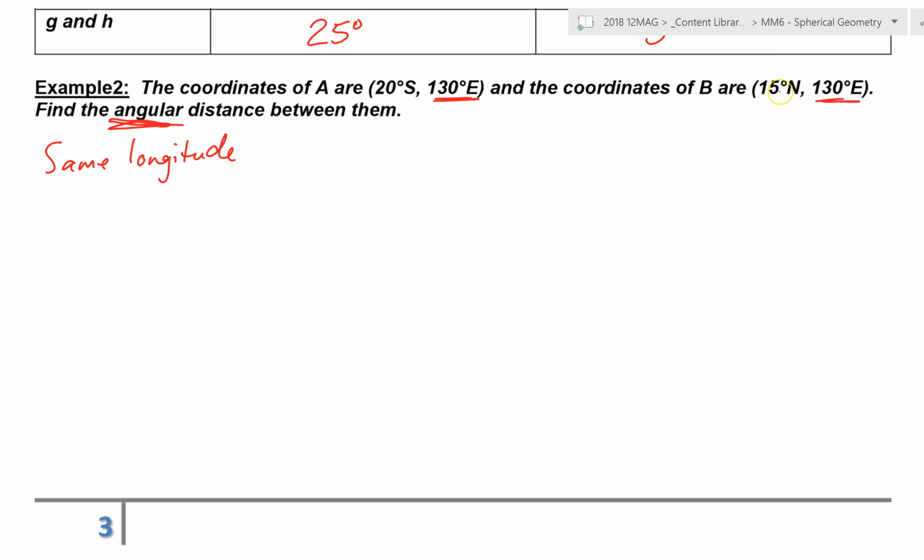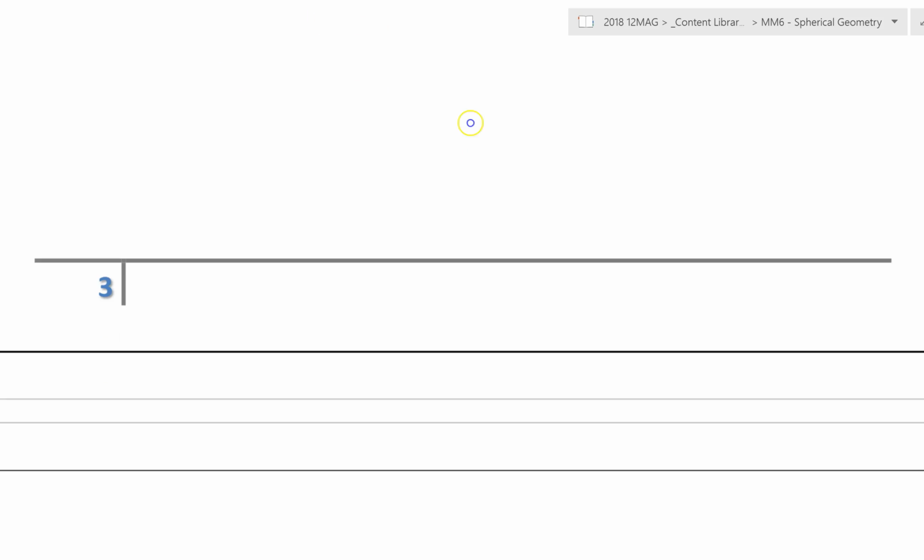So 20 degrees south, 15 north. They are different, so we add them. 20 plus 15 equals 35 degrees of latitude difference. Oops, that's not how you spell latitude. Latitude. Difference. Okay, nice and easy.